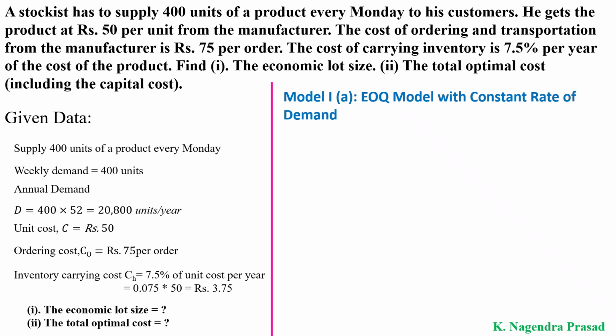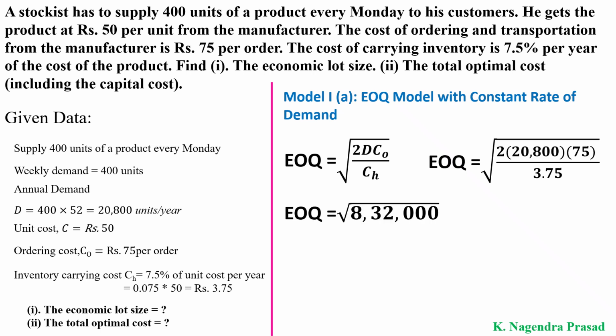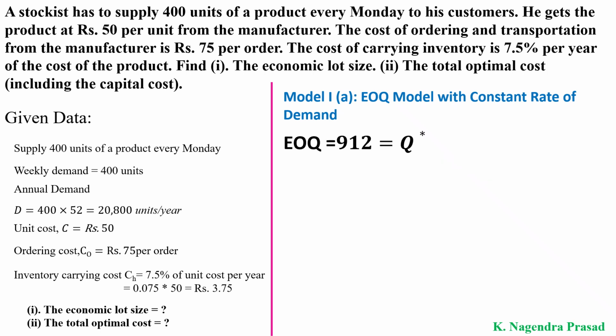So in the model 1A, we know the economic order quantity EOQ equal to the root of 2 D C0 by CH. So here D annual demand is given and C0 also given, CH also given. Substitute all these values. Then EOQ equal to the root of 8,32,000, which is equal to 912 units. So we determine the economic lot size, that is the economic order quantity, 912 units. In general, we represent it as Q star.